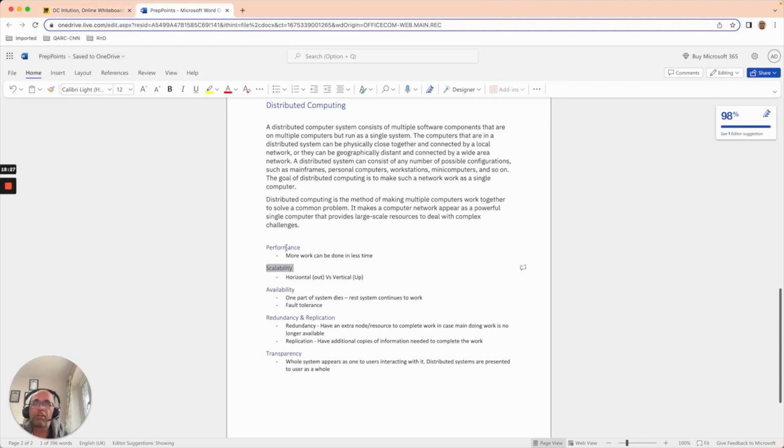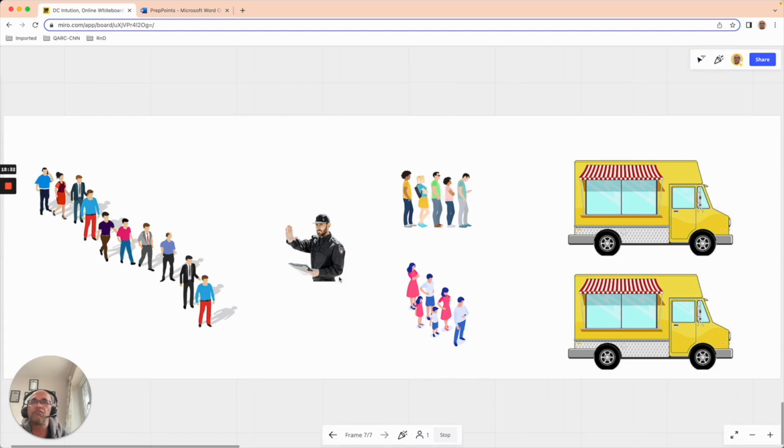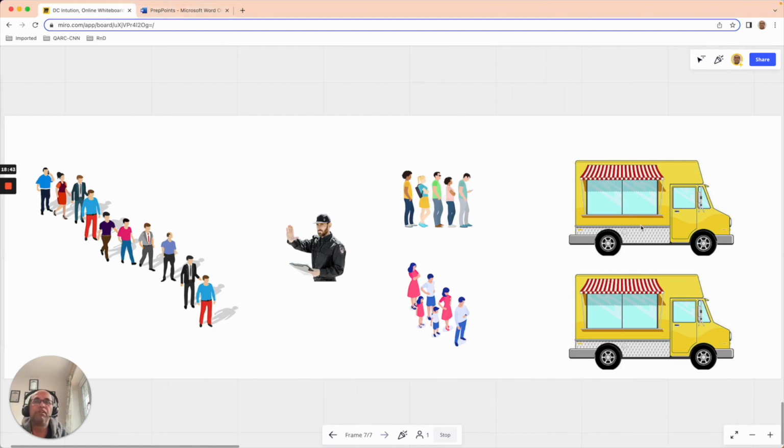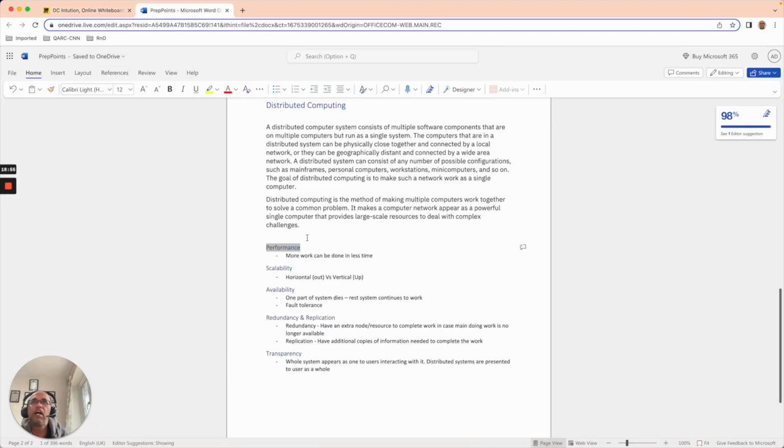So first of all, performance. This is kind of obvious. What we are trying to say here is we want to serve as many customers as possible, so we want to increase our performance. When we want to serve more people, and we cannot do it if we have only one food truck, then we will reach a limit. So we want to fulfill the needs of more customers, and for that we will have to add more machines, more computing resources, and hence distributed computing will end up achieving more performance.